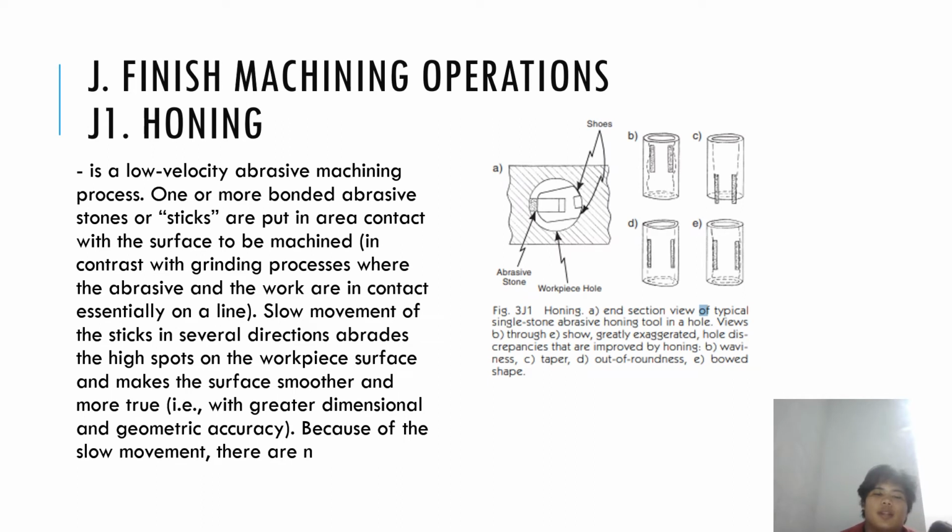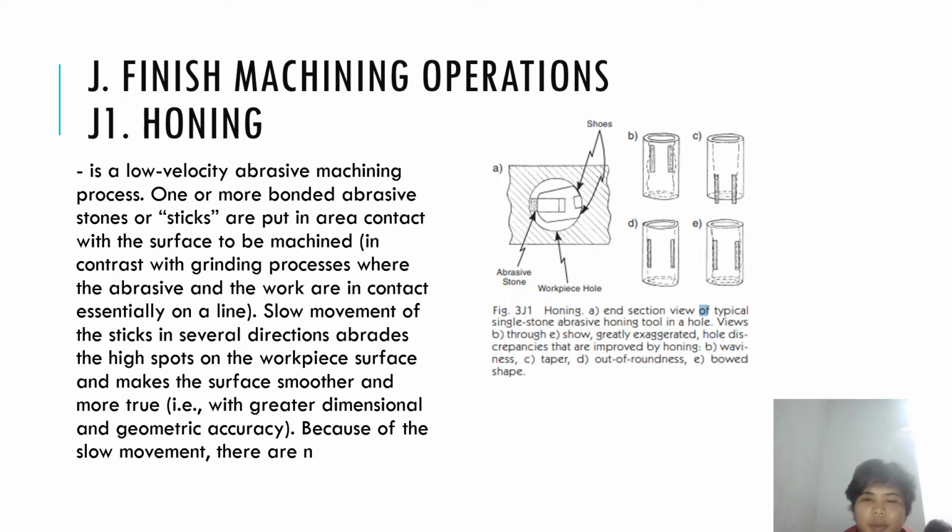And now we're going to talk about finish machining operations. We have honing. With the previous one we had electrochemical honing, so now we're going to talk about honing. Honing is a low velocity abrasive machining process. One or more unbonded abrasive stones or sticks are put in contact with the surface to be machined, in contrast with grinding processes, where the abrasive and the work are in contact essentially on a line. Okay, so that's the basic one.